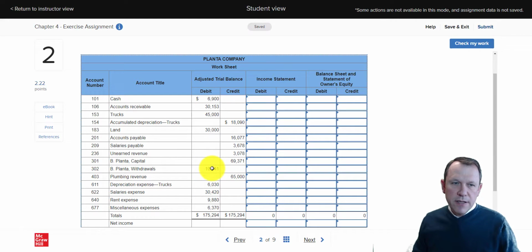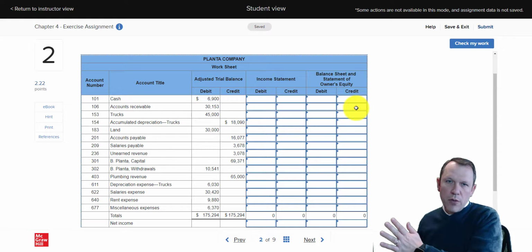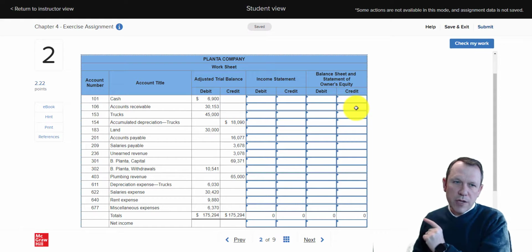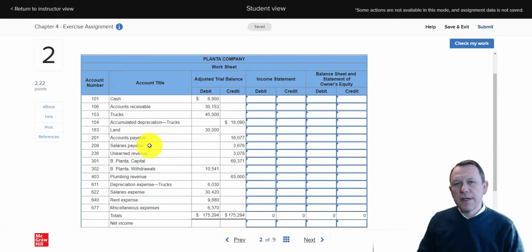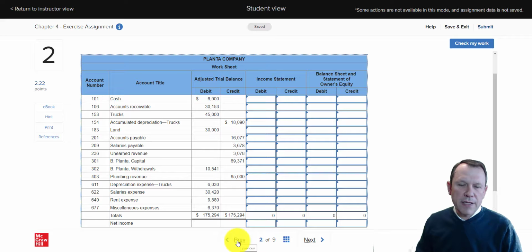Everything above it, including the equity accounts, capital and withdrawals, and the liabilities, and all the payables and unearned revenue, and the assets, as we go bottom to top, starting with land here, going all the way up to cash, is all going to slide across to the balance sheet and statement of owner's equity. Really, the statement of owner's equity is going to be all this equity stuff down here at the bottom, and the balance sheet really includes equity, but it also includes the assets and liabilities. So that's why those are combined there.